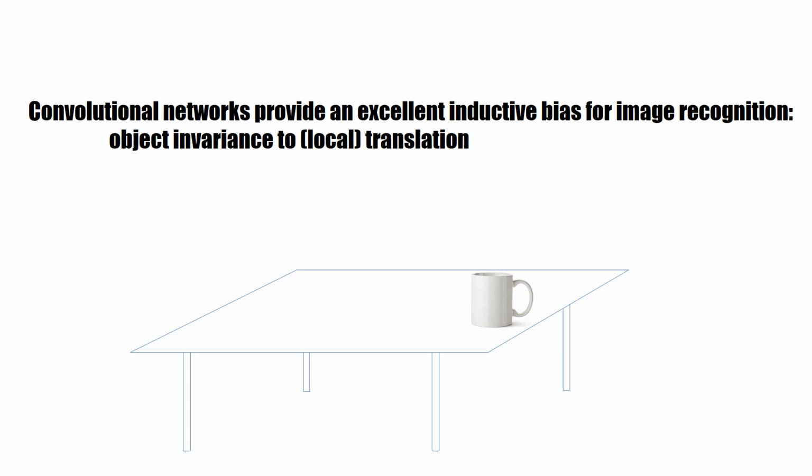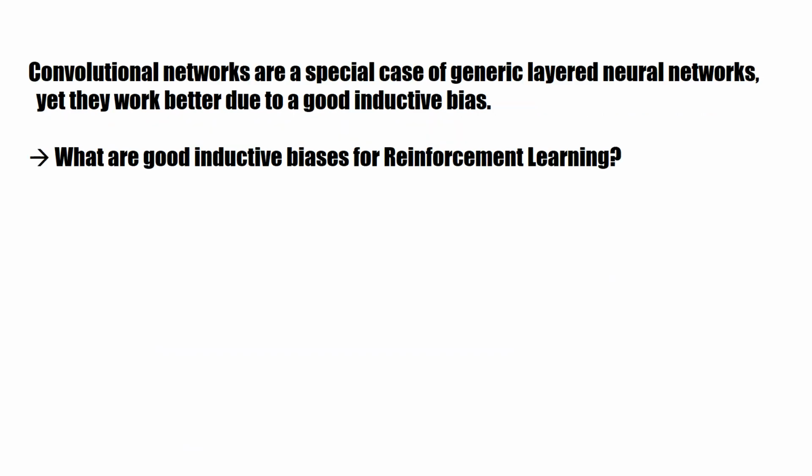to shifts of the object is the key idea, and this idea is encoded in the convolutional architecture of the neural network. So convolutional networks are a special case of generic layered neural networks, yet they work much better, and the reason is they have a good inductive bias. And in the following we'll ask, what are good inductive biases for reinforcement learning?